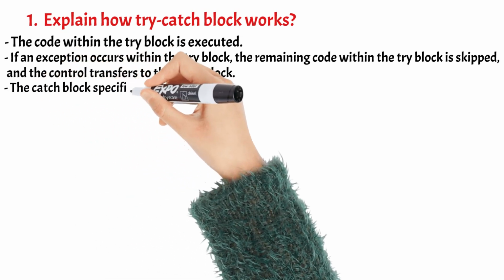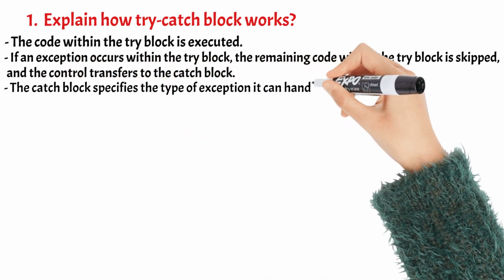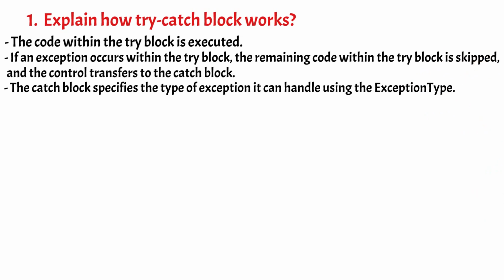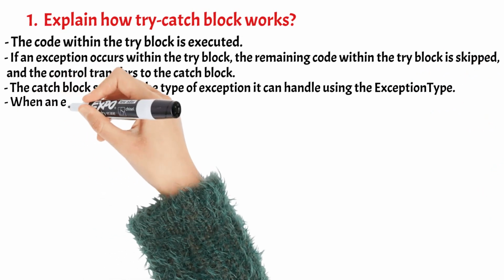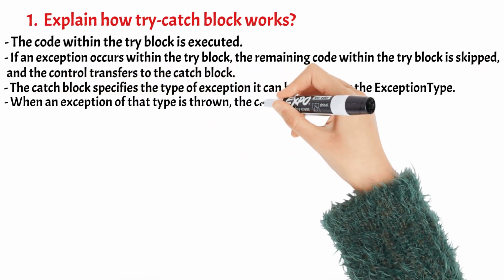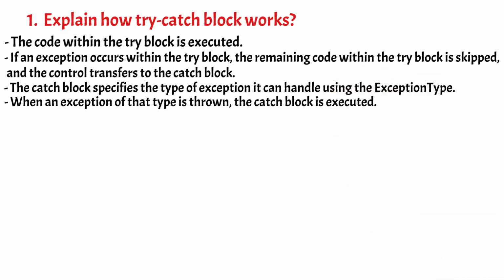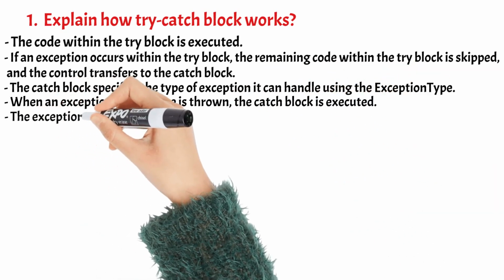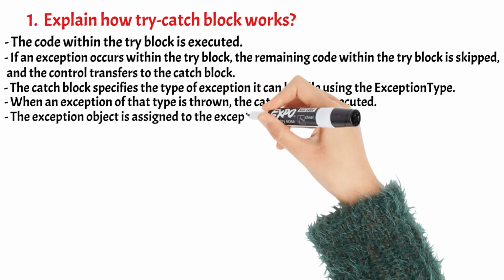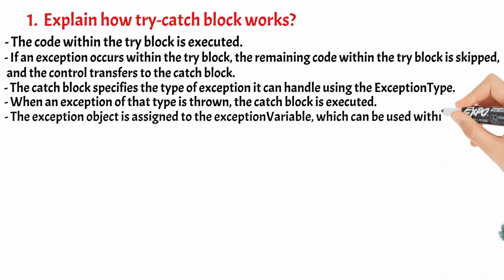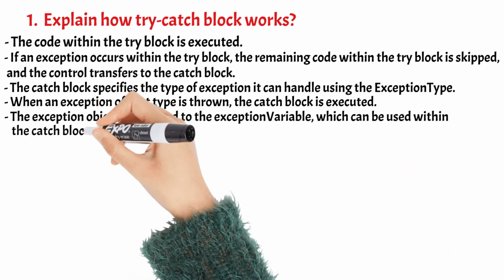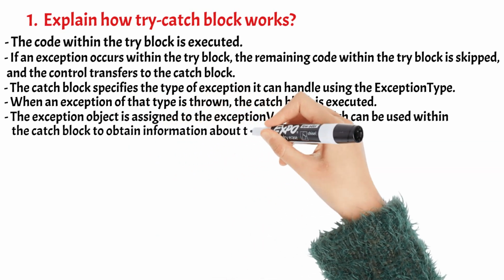The catch block specifies the type of exception it can handle using the exception type. When an exception of that type is thrown, the catch block is executed. The exception object is assigned to the exception variable, which can be used within the catch block to obtain information about the exception.